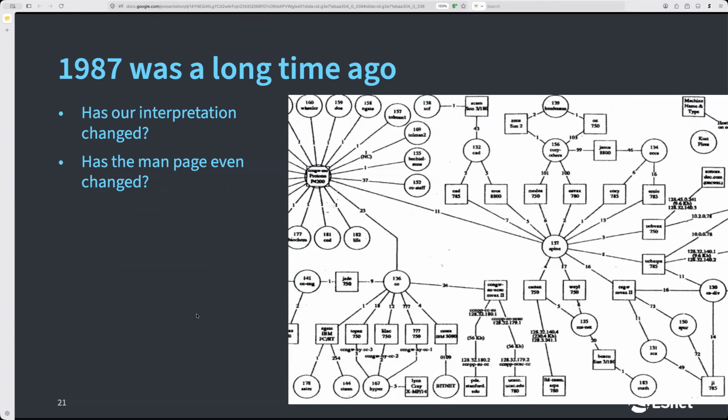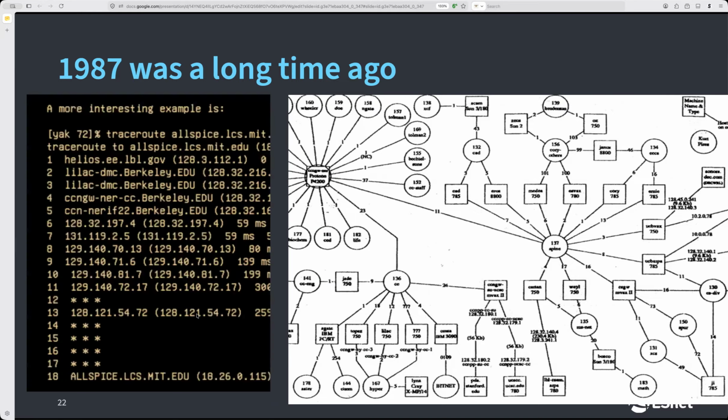And so the question is, the way Traceroute still works, but the way we interpret it needs to change, and the way that we document it and the way we understand it needs to change. So has our understanding changed? I want you, if you're on a Mac right now, to go open a terminal window, type man traceroute, and look at what it says.